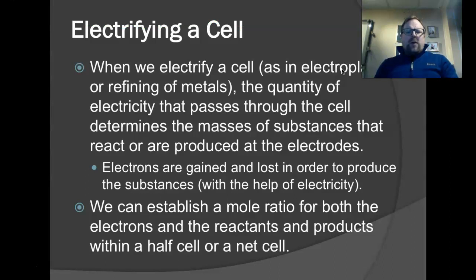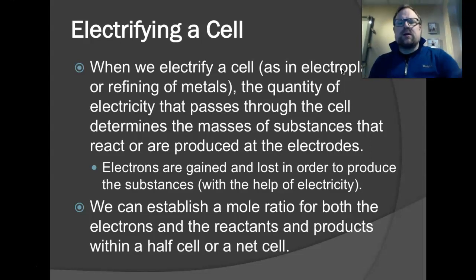All right, so when we electrify a cell, and by electrify, when we're actually providing electrons to it, like we would in an electrolytic cell, as in electroplating or in the refining of metals, the quantity of electricity passed through the cell determines the masses of substances that react or are produced at the electrodes. What I mean by that is, remember, as we're running an electroplating cell, what we're actually doing is we've got 2 electrodes dipped into the same container. That container is full of ions of the metal that we're wanting to plate onto something in that cell.